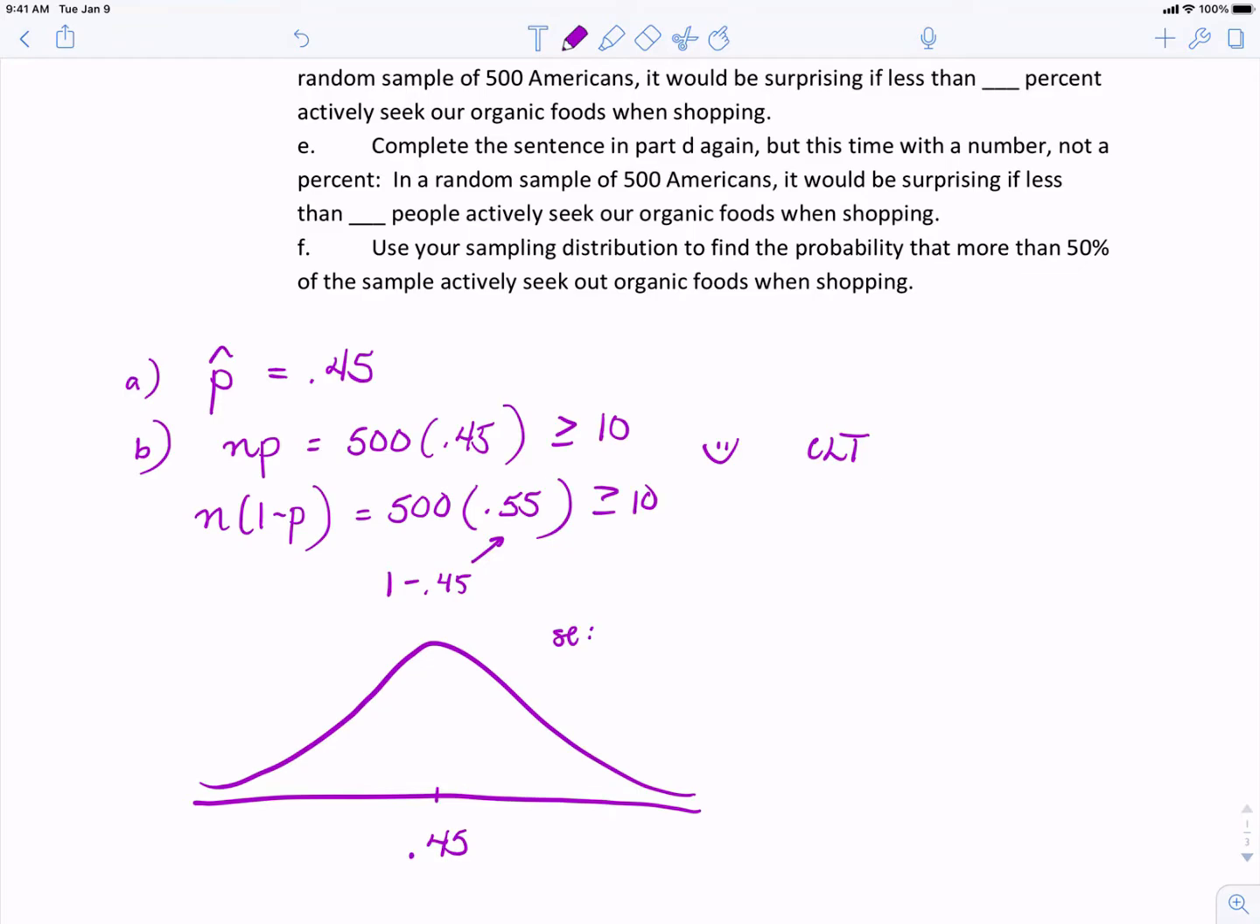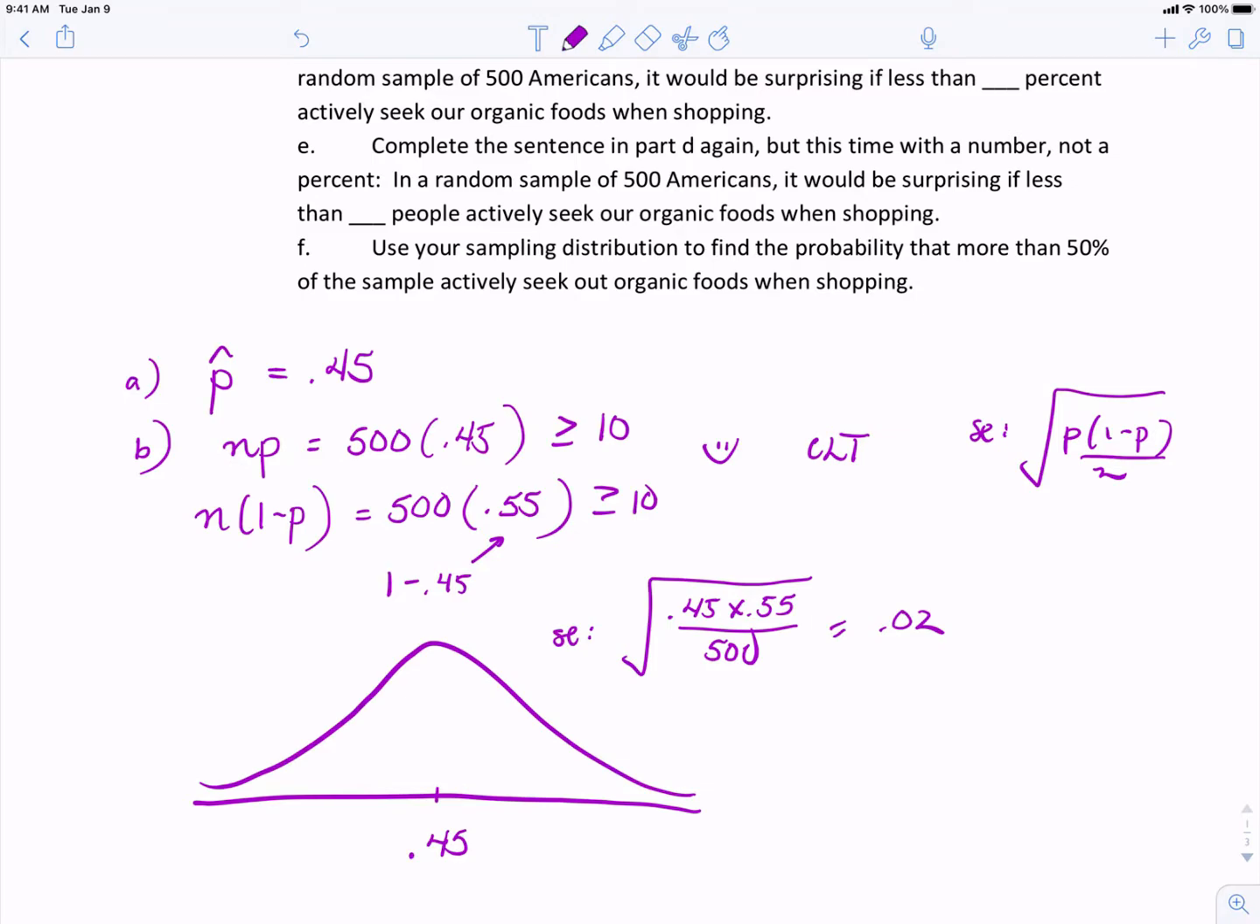Let me jot it down over here. The standard error formula is the square root of p times 1 minus p divided by n. So the standard error for this distribution would be the square root of 0.45 times 0.55 divided by 500. And let me just grab my calculator and work that out for us. So if we do that calculation, we'll get 0.45 times 0.55 divided by 500, and we're taking the square root. We're going to get about 0.02. And you can round it off to 2 or 3 decimal places.